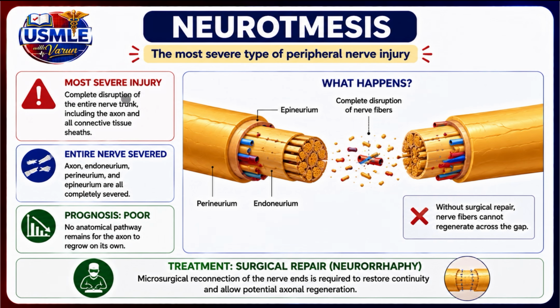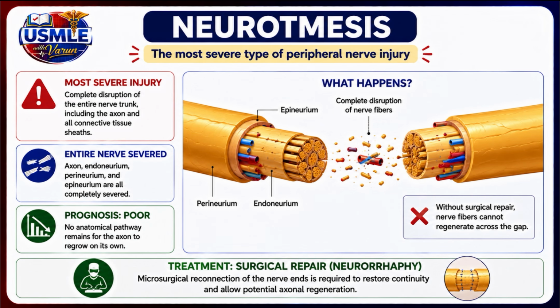Neurotmesis is the most severe injury, characterized by complete disruption of the entire nerve trunk, including the axon and all connective tissue sheets. The entire nerve is severed. Axon, endoneurium, perineurium, and epineurium, all of those are completely severed in this condition. And because of loss of connective tissue, there is poor prognosis.